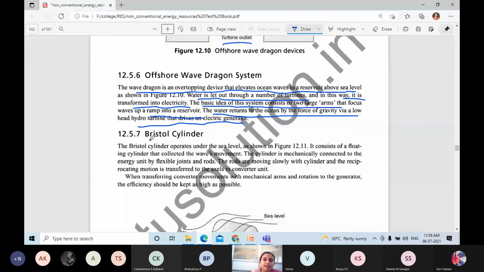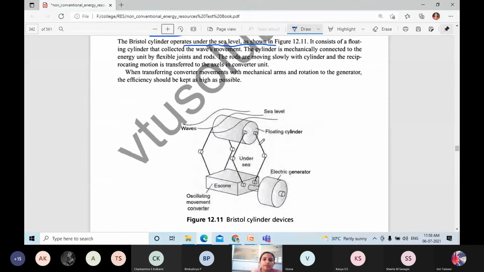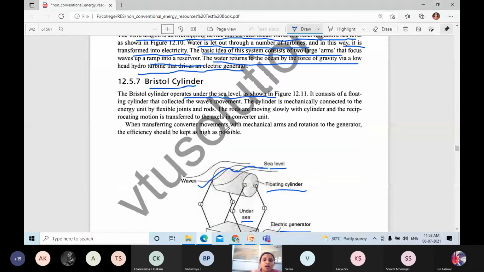Next is the Bristol cylinder. This Bristol cylinder will operate under the sea level as shown in the figure. This is the sea level and this is a floating cylinder. Under the sea, there is an electric generator, and this is an oscillating movement converter. It consists of a floating cylinder that collects the wave movement.